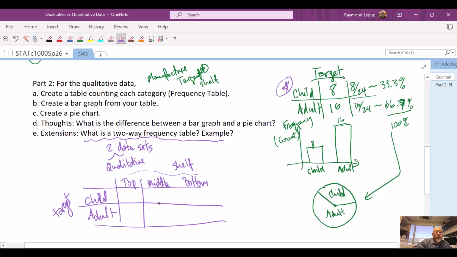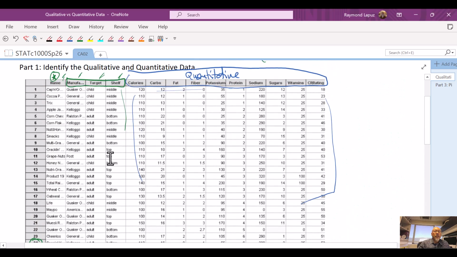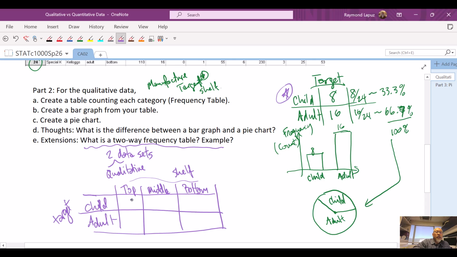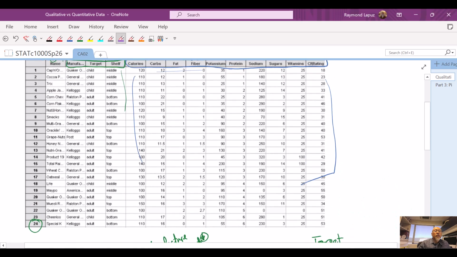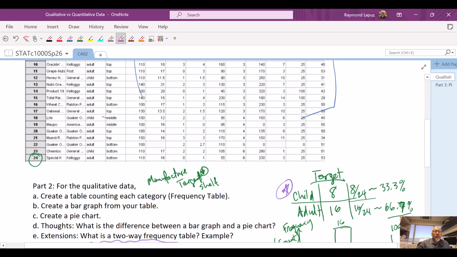Okay, and what we do is we do the counts for each one, and so we would cross list the top and the child. So how many cereals are children's cereals that are in the top? I think we found that to be 0. And then we ask how many child cereals are in the middle, and we count 1, 2, 3, 4, and then there's 5. This is in the bottom. There's 6, and I think that's it. We got 6 here.